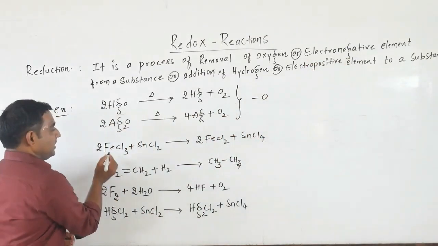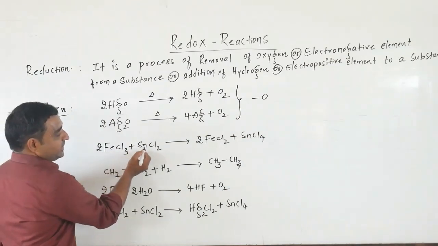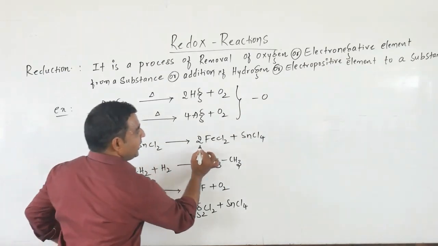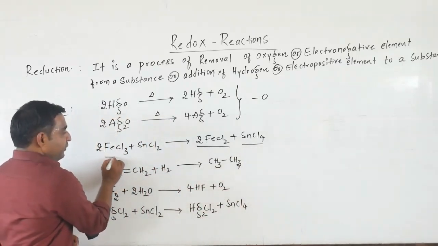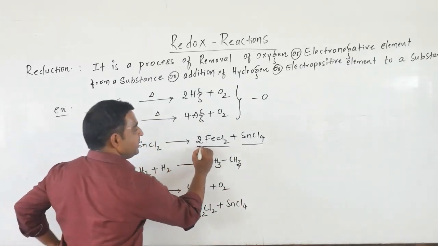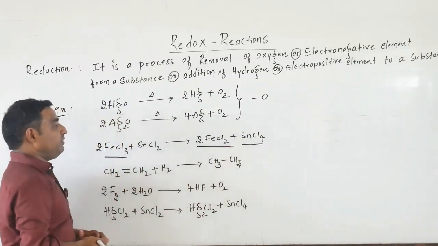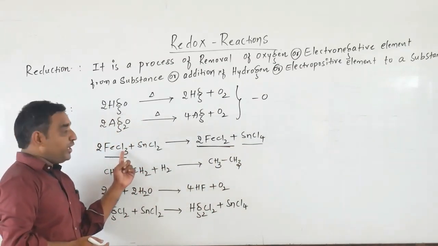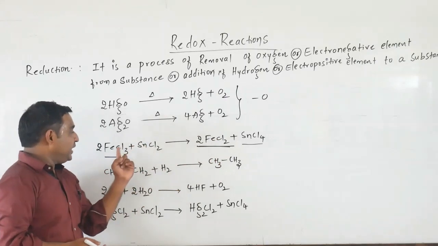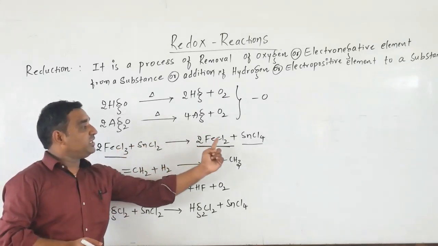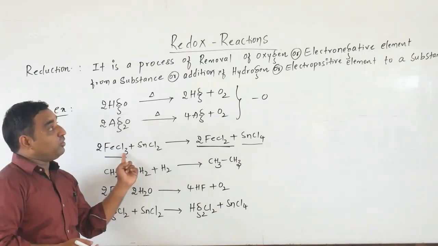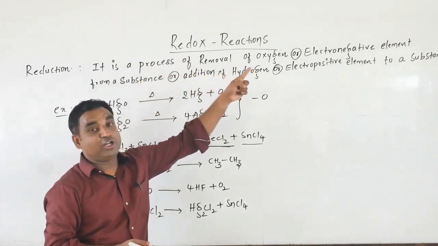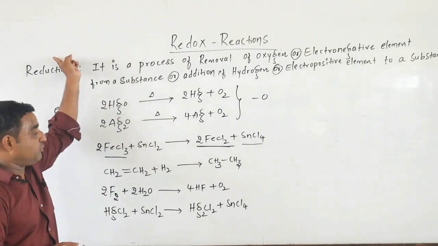Now we can take FeCl3 reacting with SnCl2, which forms FeCl2 and SnCl4. Here FeCl3 is there, and here FeCl2 is there. So which one is removed? One electronegative element is removed here, that is chlorine. So removal of that electronegative element is also called a reduction process.